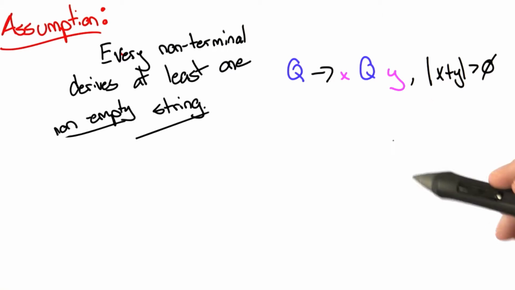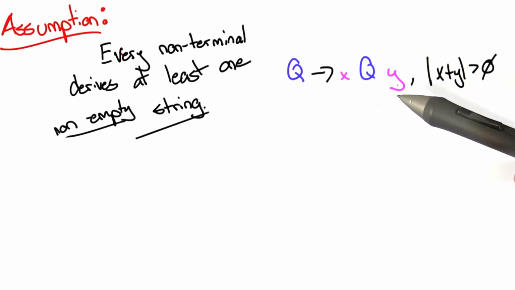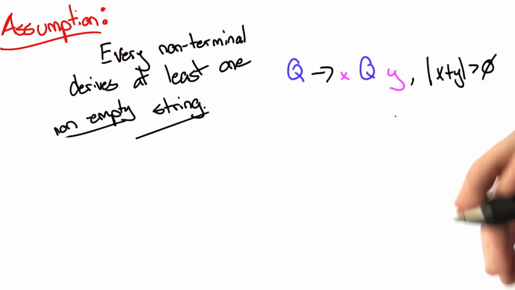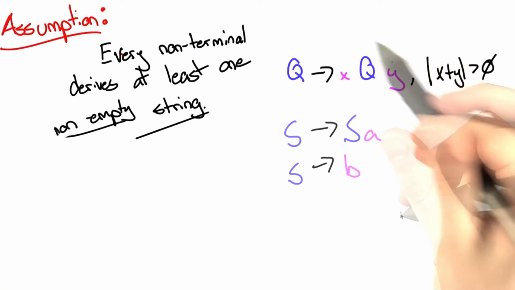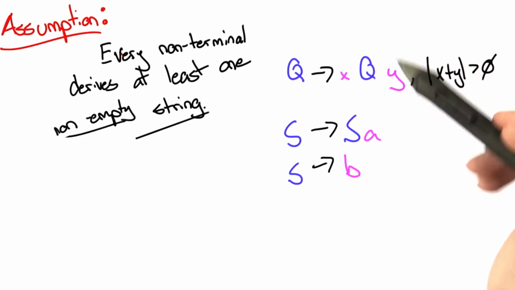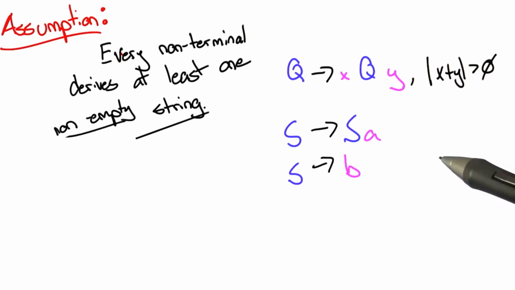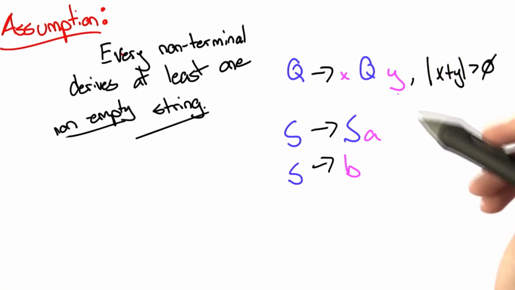The reason that this is important is that if we have this rule, or can rewrite Q in this form, we're back to the b, a rule that we had originally. If we have this rule, we can build up an infinite string by simply repeating it over and over again and adding x's to the beginning or y's to the end. And so that's how we get an infinite grammar.